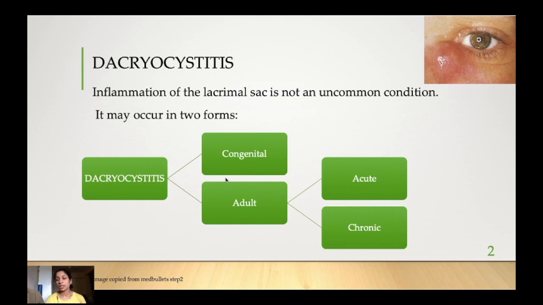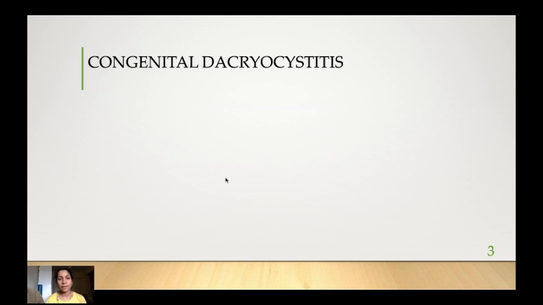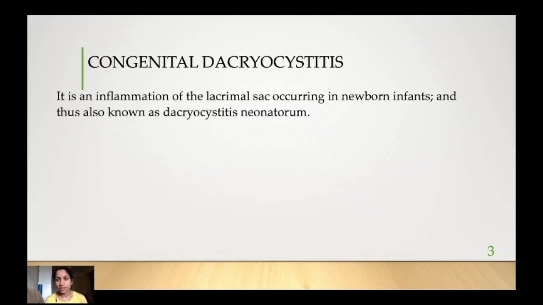First one is congenital dacryocystitis. It's the inflammation of the lacrimal sac occurring in newborn infants. During birth, they will have dacryocystitis. So it is also known as dacryocystitis neonatorum. Inflammation of the lacrimal sac in newborns is known as congenital dacryocystitis, and another name for it is dacryocystitis neonatorum.